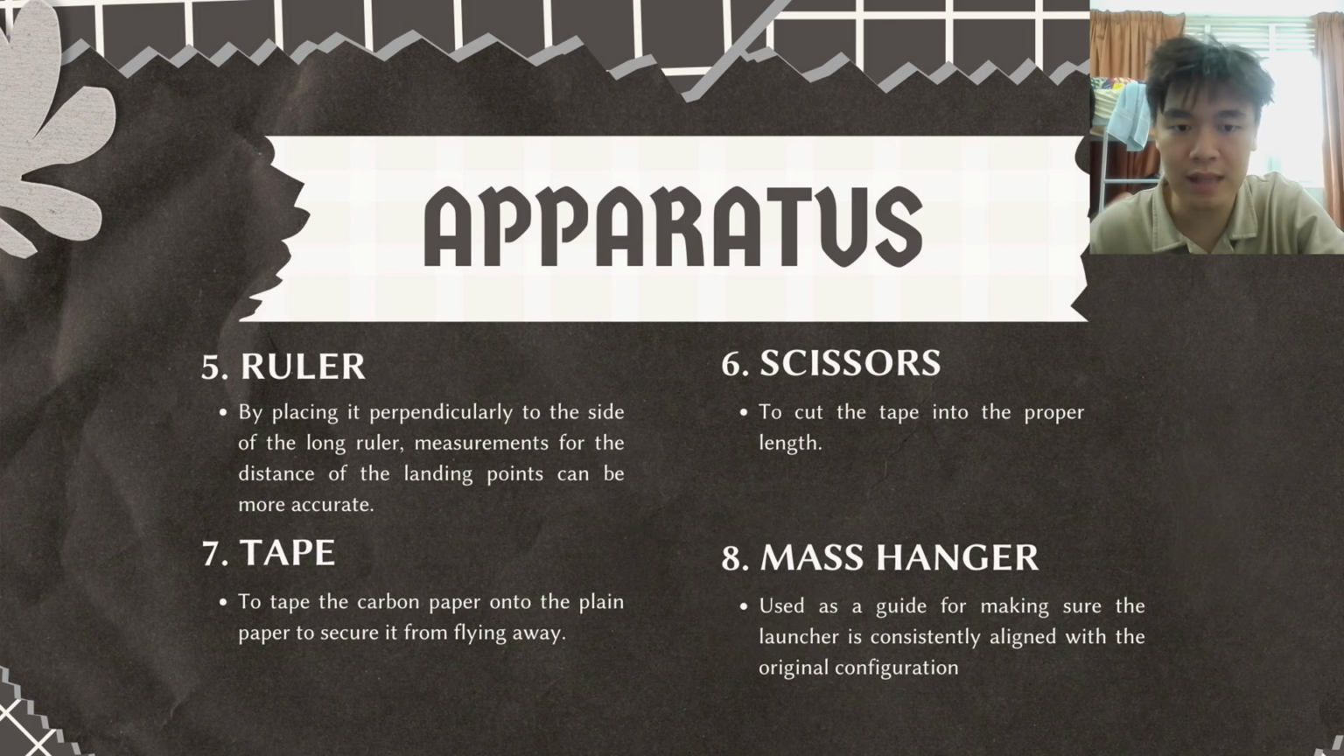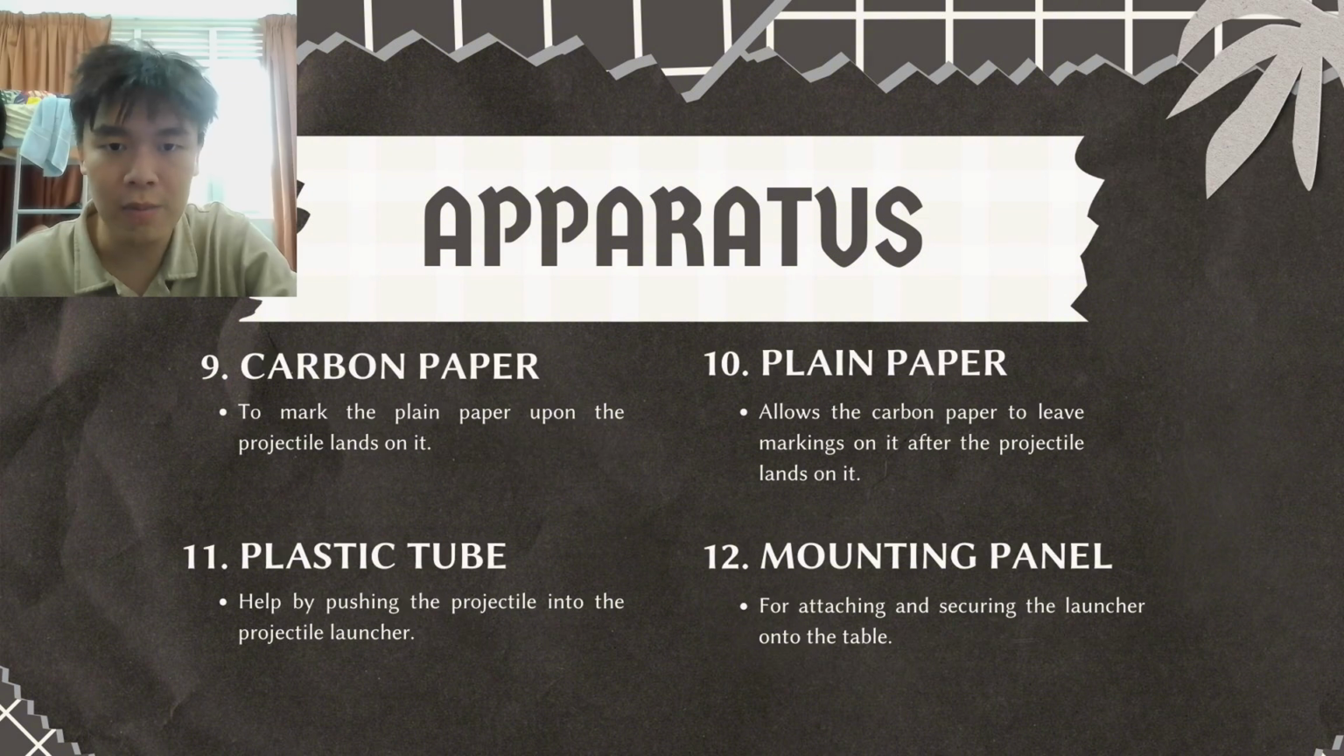Six, we use the scissors to cut the tape into the proper length. And seven, we use the tape to tape the carbon paper onto the plain paper to secure it from flying away. And eight, we use the mesh hanger as a guide for making sure the launcher is consistently aligned with the original configuration. Nine, we use carbon paper to mark the plain paper when the projectile lands on it, and 10, we use the plain paper, which allows the carbon paper to leave markings on it after the projectile lands. And 11, we use the plastic tube to push the projectile into the projectile launcher.